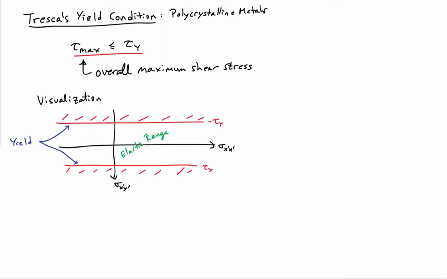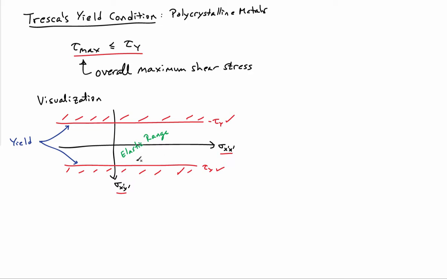There's a nice visualization of this. If we make a Mohr diagram and we plot normal stress in some arbitrary direction x prime and shear stress on that same plane, then what Tresca's yield criteria says is that the three circles of stress, when you draw the Mohr circle in 3 dimensions, have to lie between two parallel lines, one whose value is minus tau y and one whose value is tau y.